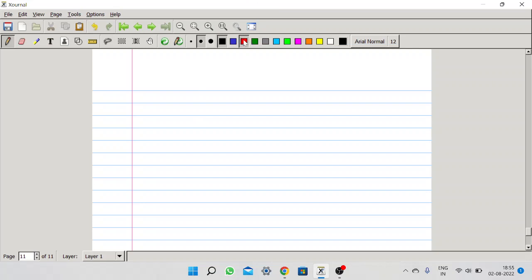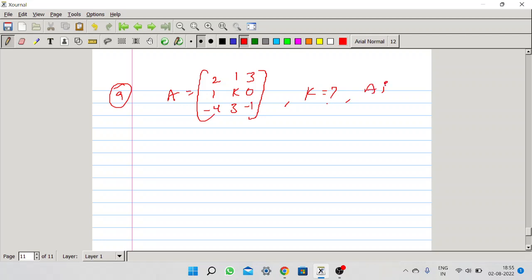Let me solve the 9th problem. This is also a direct question. The given matrix A equal to [2, 1, 3; 1, K, 0; -4, 3, -1]. It is asked the value of K so that A is linearly dependent.